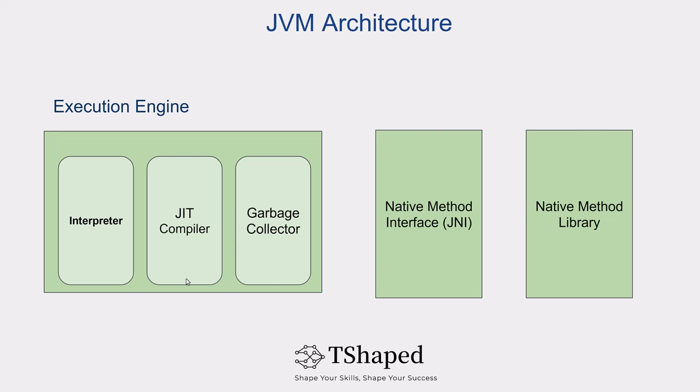Basically, the JVM internally uses an interpreter to execute the Java code. The interpreter converts your bytecode into a machine-understandable format, zeros and ones, binary format, by going line by line. Interpreter means line by line, compiler means all at once. Since the JVM internally uses an interpreter, it will convert your entire code line by line into the binary format.